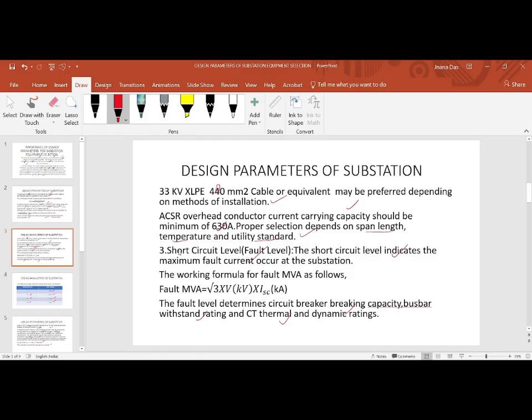The third design parameter is the short circuit level, or fault level. The short circuit level indicates the maximum fault current that occurs at the substation. The working formula for fault MVA is equal to root 3 V in kV and ISC, the short circuit current, in kiloampere. The fault level determines the circuit breaker breaking capacity, bus bar withstand rating, and CT thermal and dynamic rating.